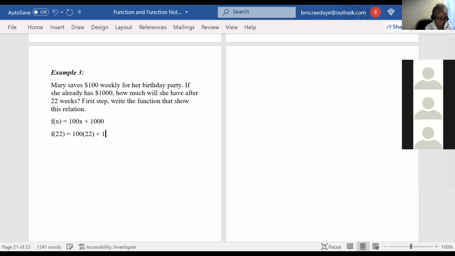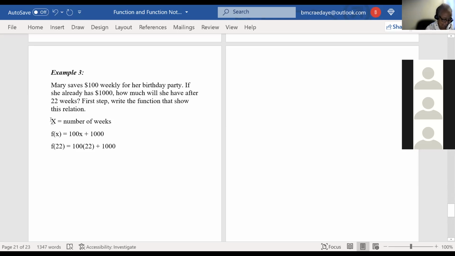plus 1,000. So after 22 weeks, how much would she have? $3,200. So you write the function, and you rewrite it in terms of x being the number of weeks, right? So f of x, where x equals the number of weeks.